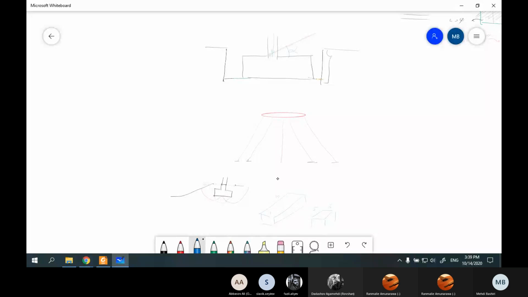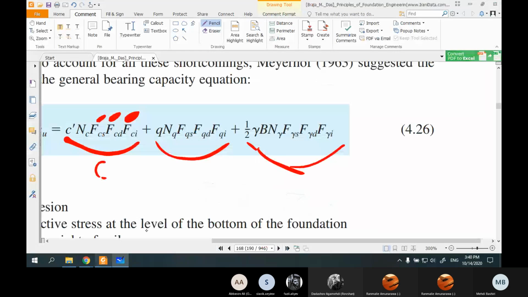Sometimes it's deep, the other times it may be shallow. So you should consider all of them. And in this equation, you'll see that you can consider these different situations, these different conditions that have an effect on the final behavior of the foundation.